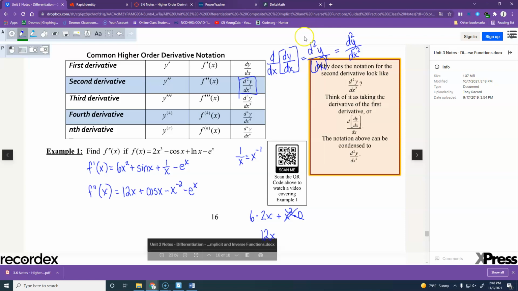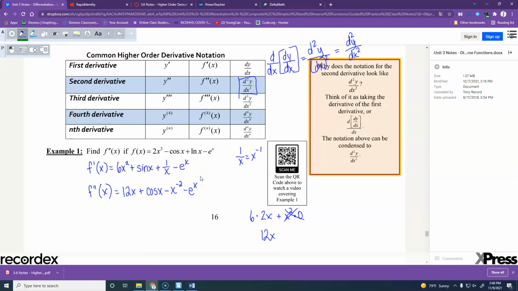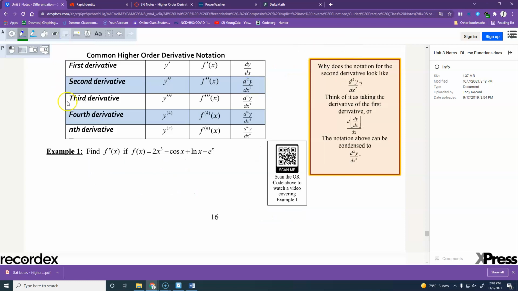Okay. All right, questions? So a lot of this is pretty straightforward. You're just taking the derivative more than once. There's not anything so special for me to teach you about it because you already know how to take the derivative. You just got to do it twice.